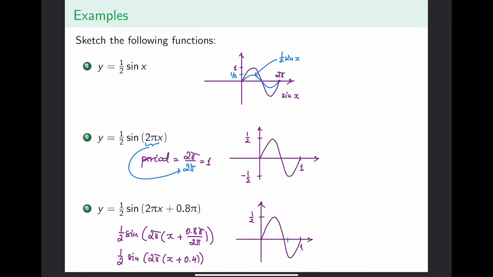So something like this. So let's say this is 0.6, this is going to be 0.4, and my function is going to look like this. So this is my final transformation of my sine function.